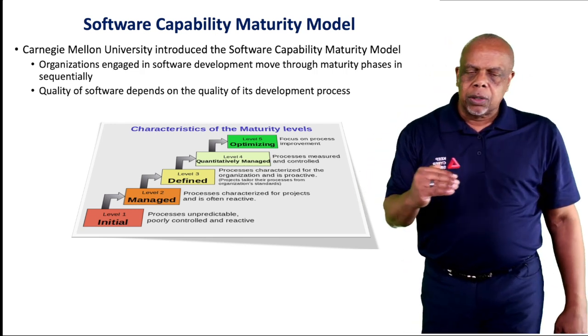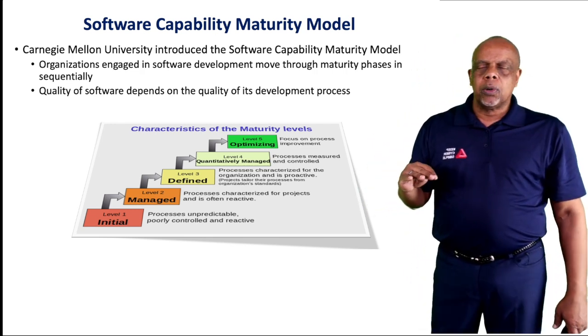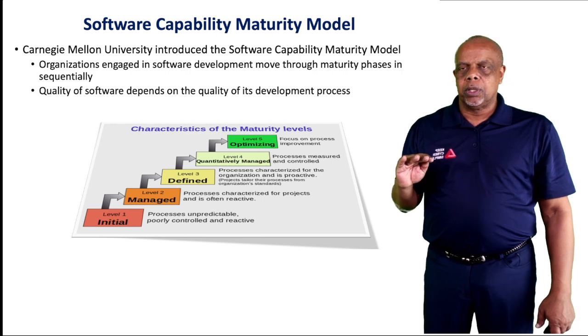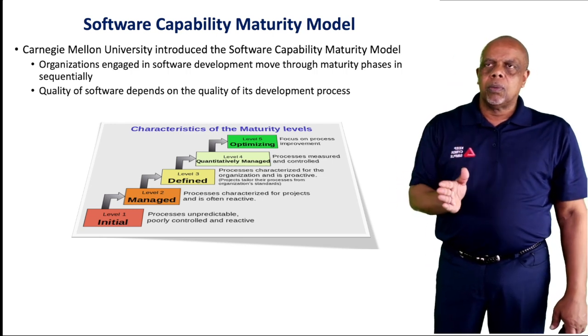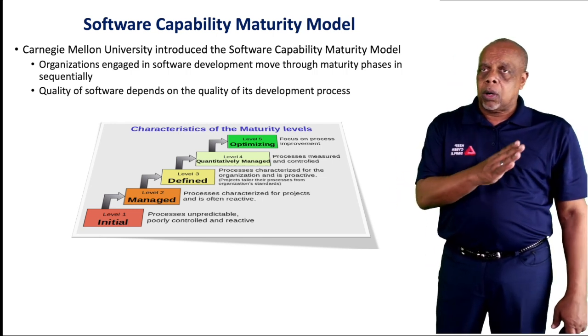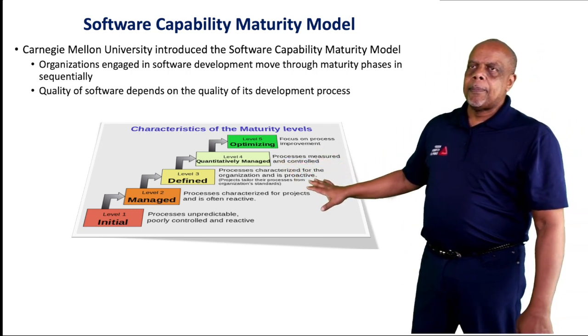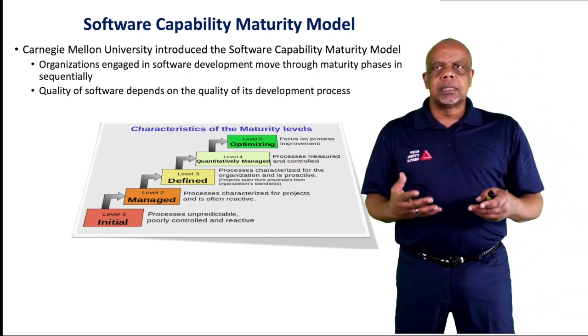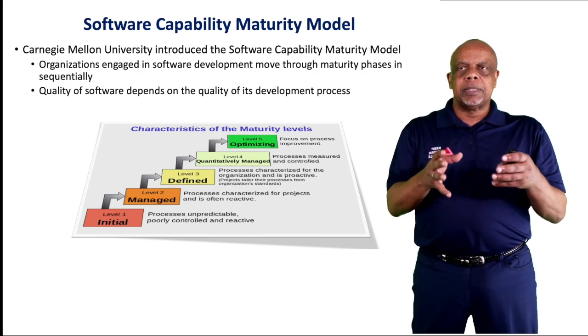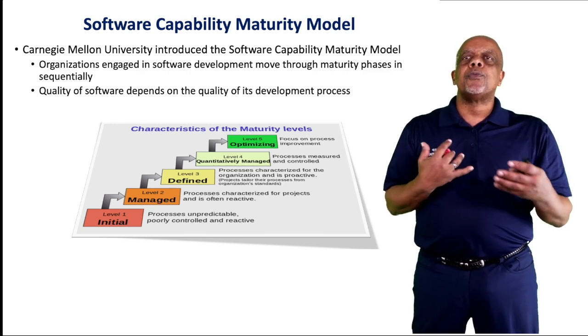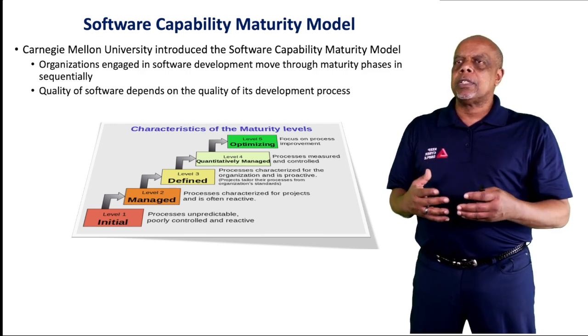So if you're a level 1, you are just getting your foot in the door. You're at the crawl stage. You haven't even hit a walk. Excuse me, much less run. Level 2, you're kind of in that managed stage. Now your processes are characterized for projects, but still, you're still very reactive. So you're still not mature.